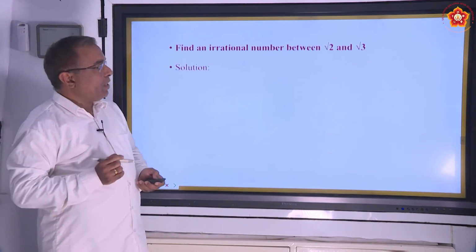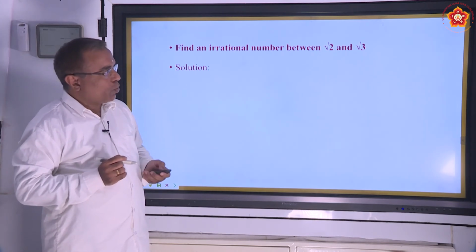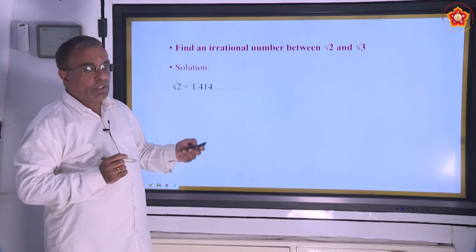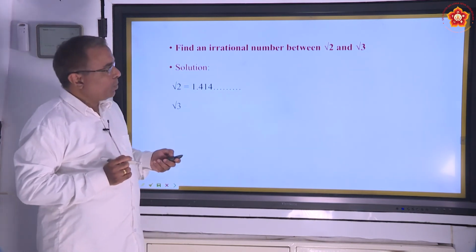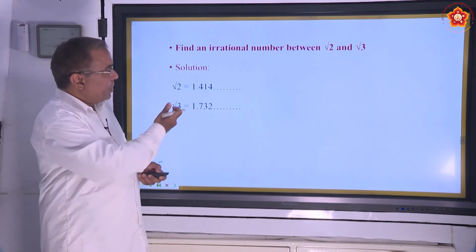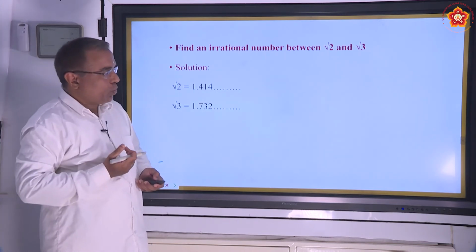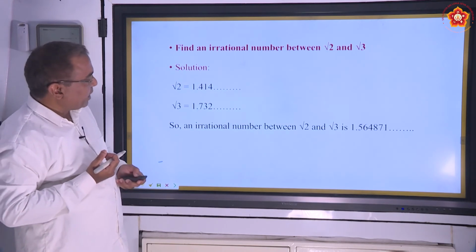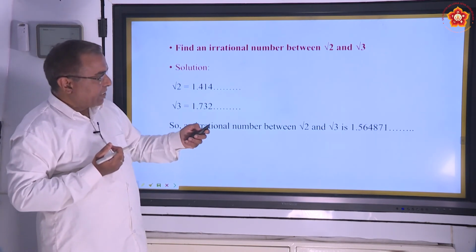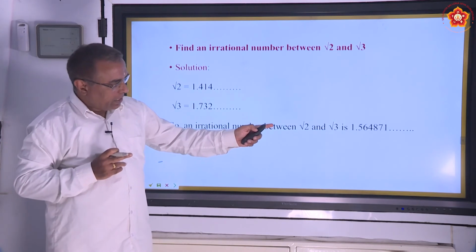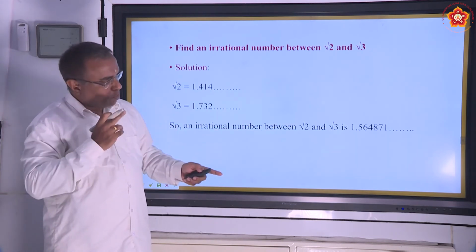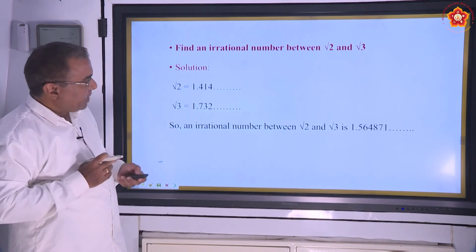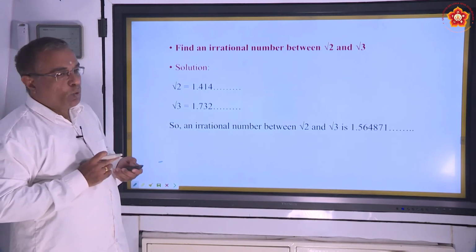Find an irrational number between root 2 and root 3. Already we know the value of root 2 is 1.414, it goes on endlessly, that is why I indicated using dots, and the root 3 value is 1.732, so on. So obviously there are so many numbers between these two numbers, so randomly we will take a few of them. I have taken one such number which is 1.564871. The condition is it is not repeating and it is proceeding endlessly. That is the thing you have to remember in your mind. So this is one example of an irrational number between root 2 and root 3.